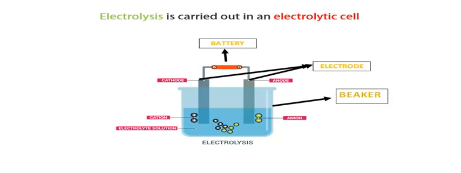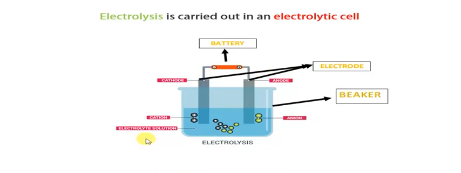In order to understand how electrolysis takes place, we have to understand the working of an electrolytic cell. An electrolytic cell is the apparatus in which electrolysis is carried out. It consists of a battery and two electrodes. One is called the anode and the other one is called the cathode. The anode is connected to the positive terminal and the cathode is connected to the negative terminal of the battery.